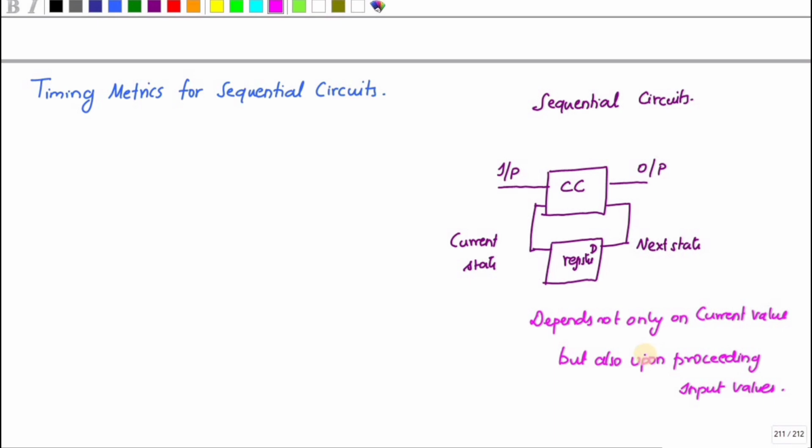So if you see, this is a general block diagram of a finite state machine, using a positive edge triggered register. This system belongs to the class of synchronous sequential systems, in which the register is under the control of a single global clock.